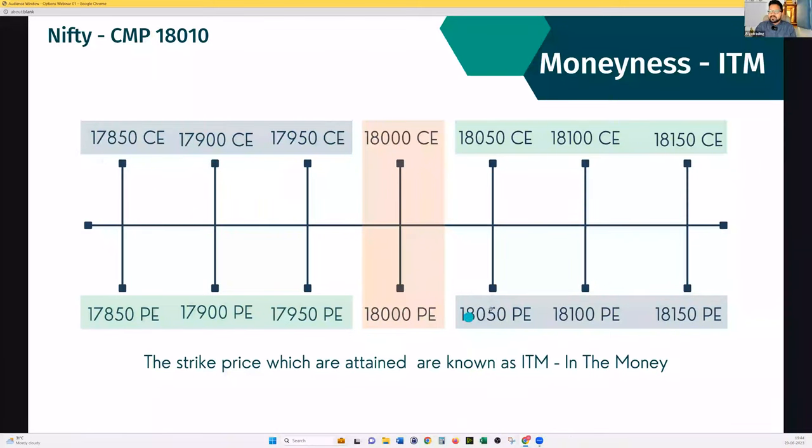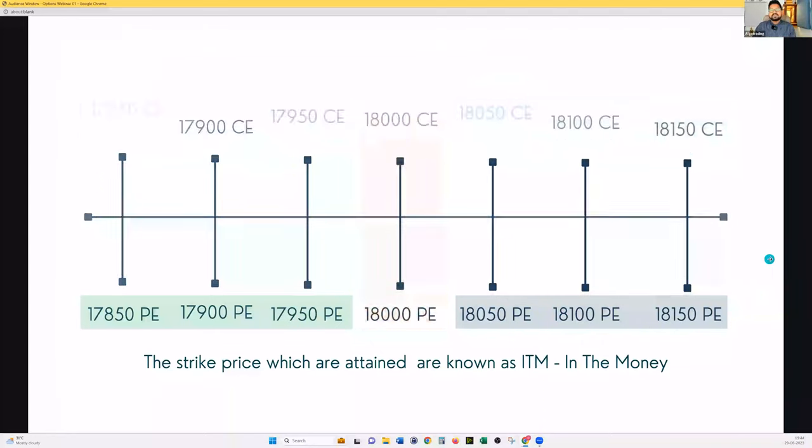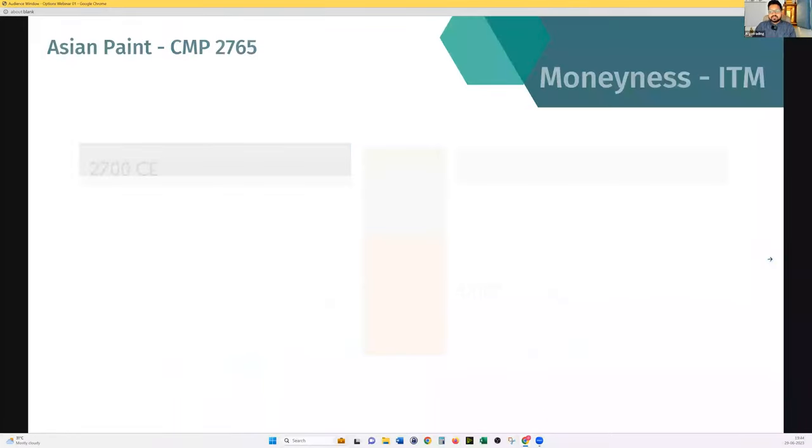On the same as put side, 18,050, 18,100 and 18,150 already attained. Already they have attained. The price came from 150 to 100 and from 100 to 50 and then right now it's trading at 18,000. Okay, so this clearly denotes that these are the strike price which are in the money options.